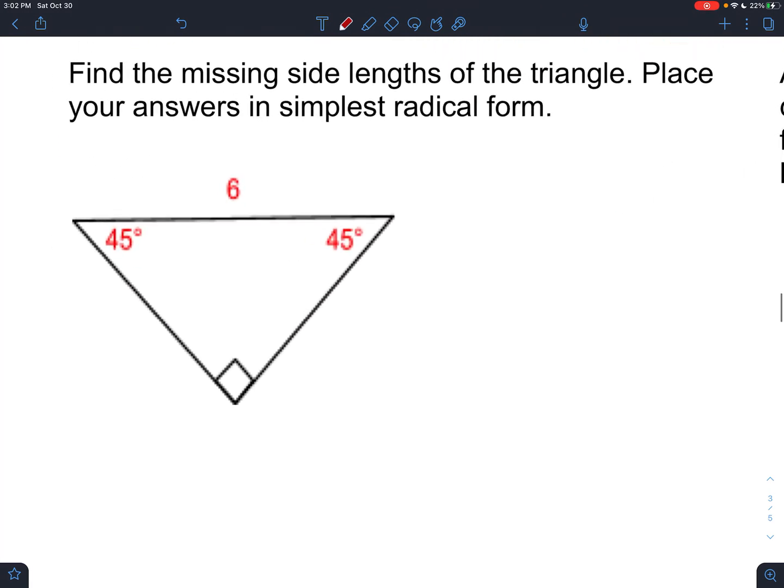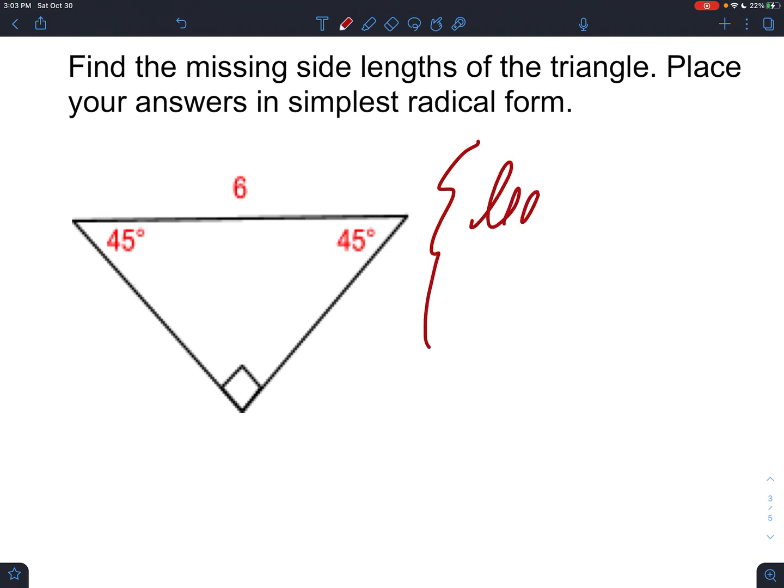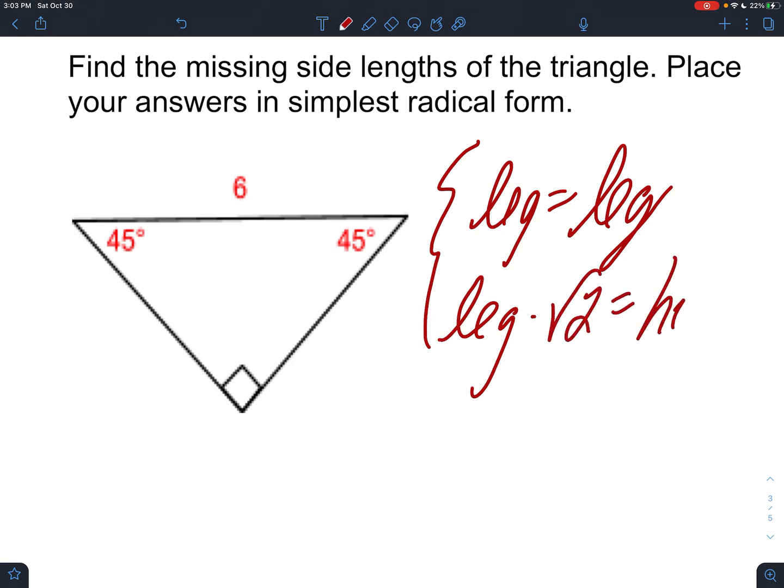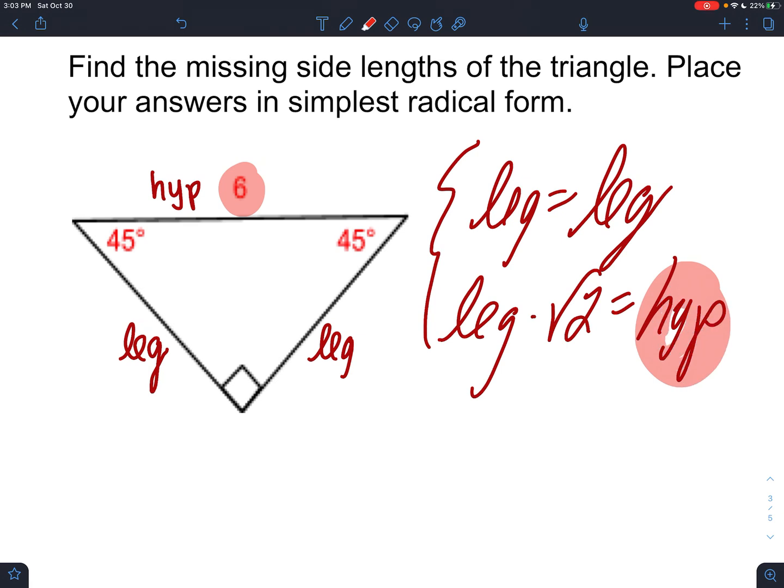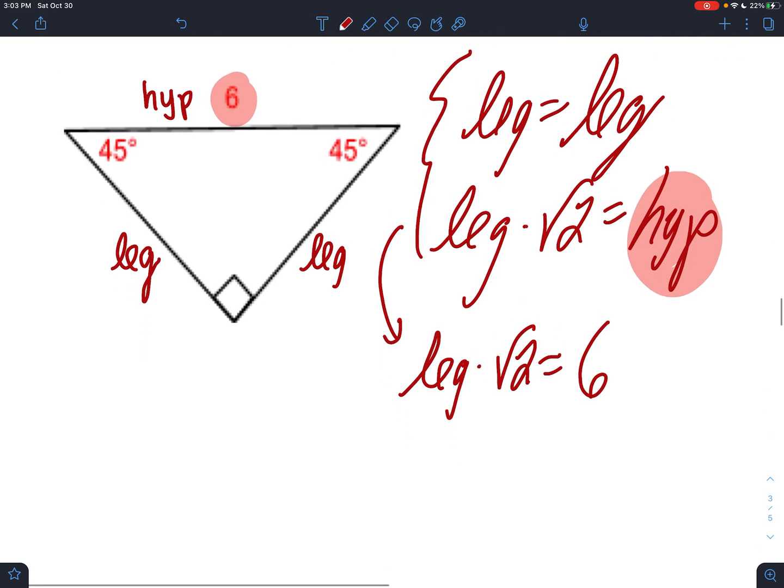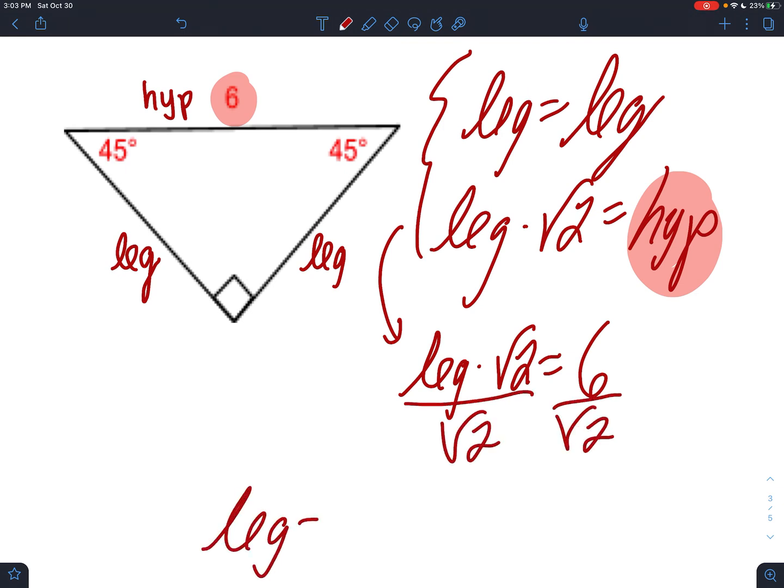So this one too, it's a 45, 45, 90. I'll write my two equations. And 6 is my hypotenuse, and these are my legs. So we know the hypotenuse. So let's again use that bottom equation and plug in what we know. We know this is 6. So dividing by the square root of 2, we get that the leg, both legs, right, is 6 over square root 2.